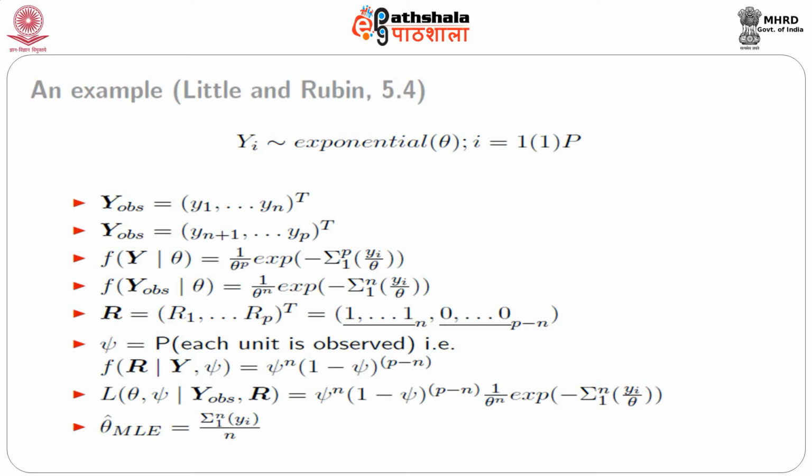Now, f of y observed, r given theta, psi comes out to be psi to the power n, 1 minus psi to the power p minus n. So, that is the missing data mechanism likelihood, as well as theta to the power minus n exp of minus summation i equal to 1 to n yi by theta. So, that is the observed data likelihood or observed data density.